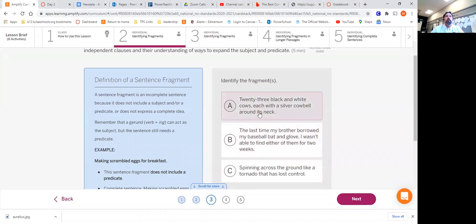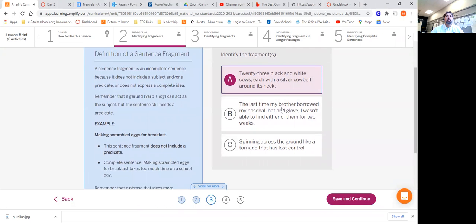On to the third one. "23 black and white cows, each with a silver cowbell around its neck." What about them? What's the action here, guys? We don't have one, right? That's the problem. "The last time my brother borrowed my baseball bat and glove, I wasn't able to find either of them for 2 weeks."